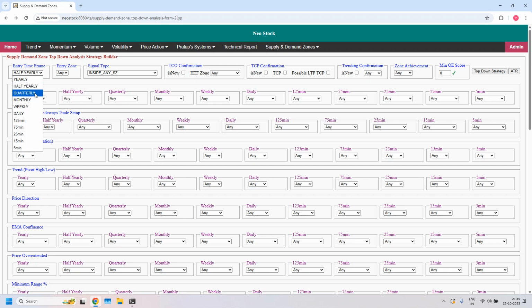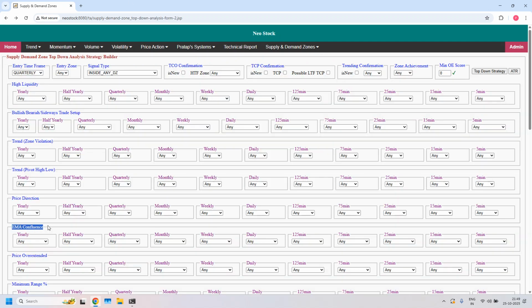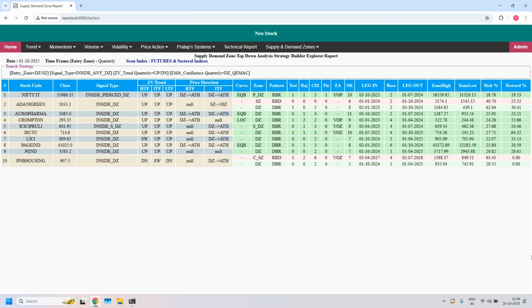Next time frame is quarterly. Stocks near quarterly demand zone, no stocks. Near quarterly supply zone, also no stocks. Price closed inside quarterly demand zone, we got 17 stocks. We can further filter based on quarterly demand zone having quarterly EMA confluence. At the same time, trend on the quarterly should not be sideways. It can be up or down trend. So we got 10 stocks.